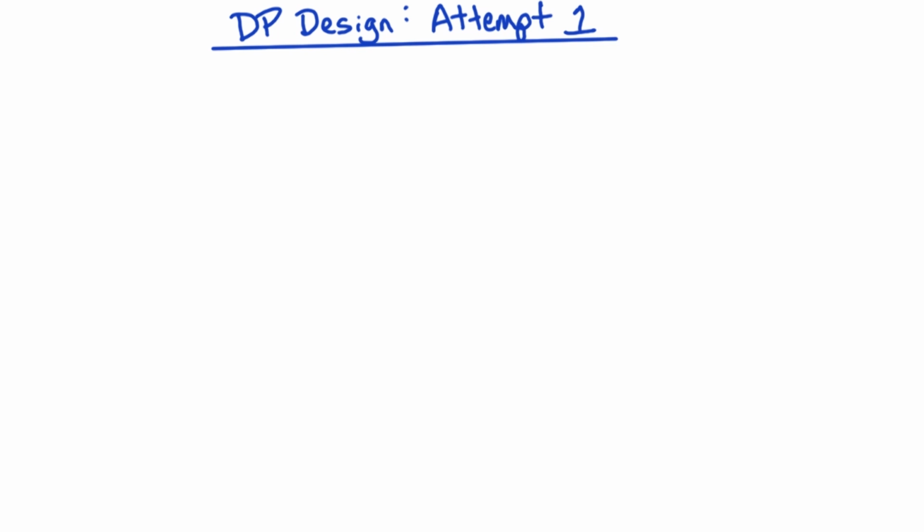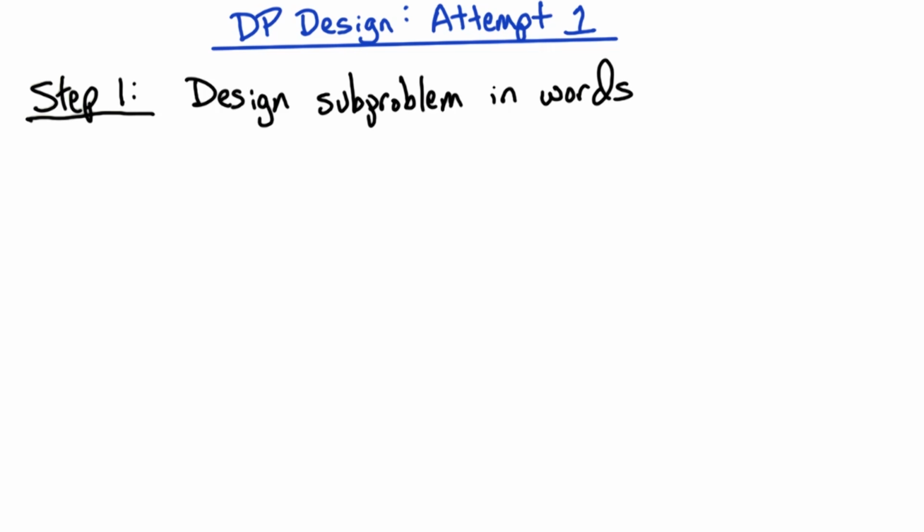So let's dive into the first two steps in our recipe for designing a dynamic programming algorithm. Our first step is to define the subproblem in words. Recall our subproblem definition for some of our earlier examples. For Fibonacci numbers, we set f of i to be the ith Fibonacci number. In the longest increasing subsequence problem, we set L of i to be the length of the longest increasing subsequence on the first i numbers in the input.